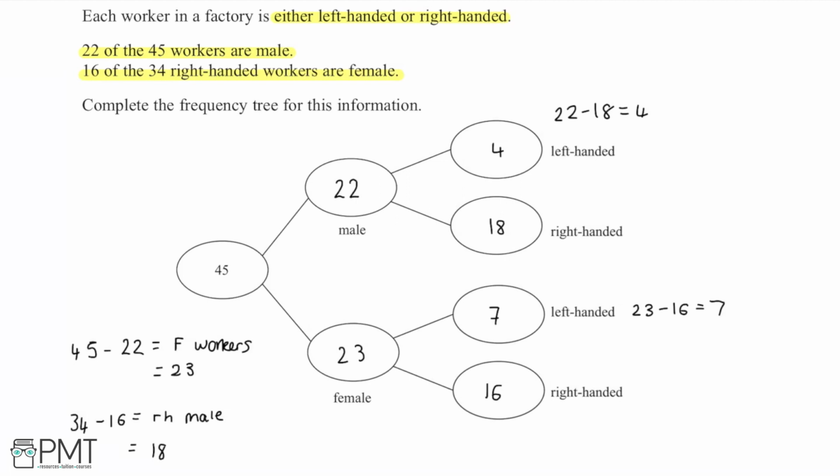Now as for how the marks are awarded here, you get the first mark for basically placing one correct piece of data. So that could be either the 22 or the 16 that were given in the question. The second mark's for correctly placing a piece of data and for finding at least one unknown piece of data. So that would have been for the 23 here, or the 4, or the 18, or 7. And then the final mark is just for this fully correct completed tree diagram.